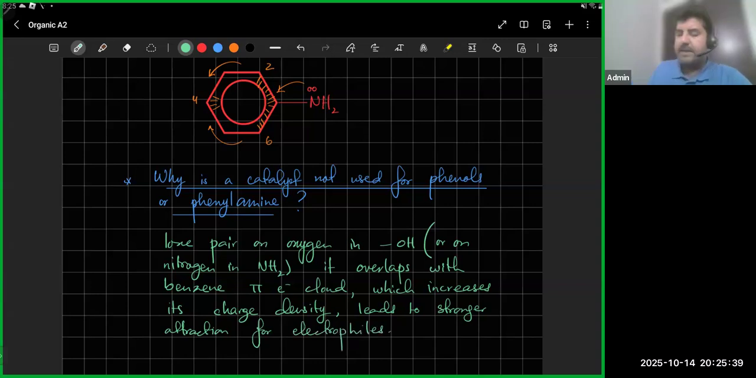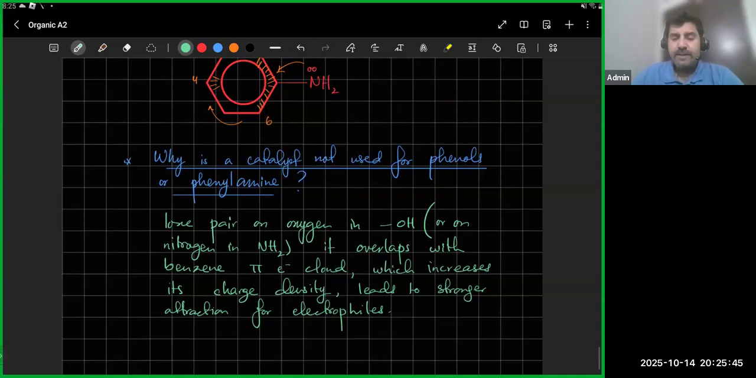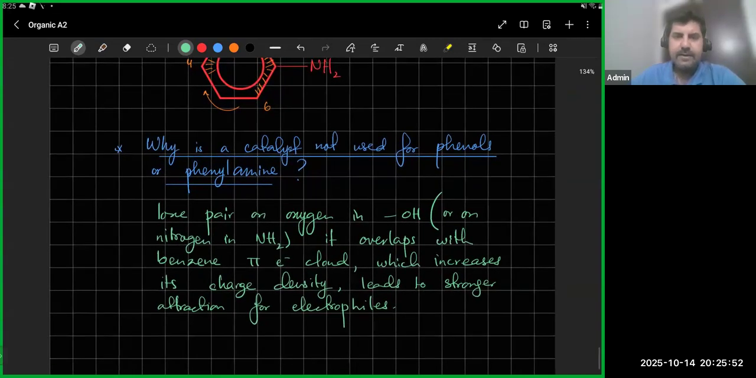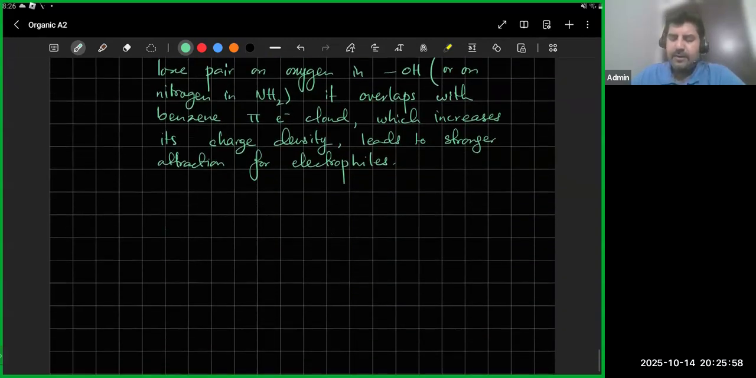So it's got a much higher polarizing power as well. So it is capable of pulling out the Br+ or the NO2+ directly, you don't need any help. The reaction will happen on its own. Okay, so that's all about phenols and phenylamines, and that's pretty much all about 2,4,6 directing groups.